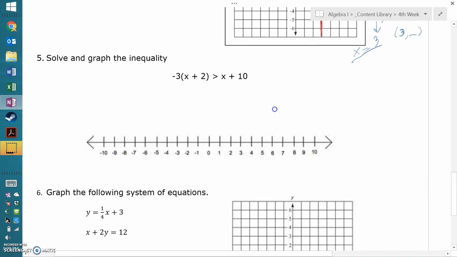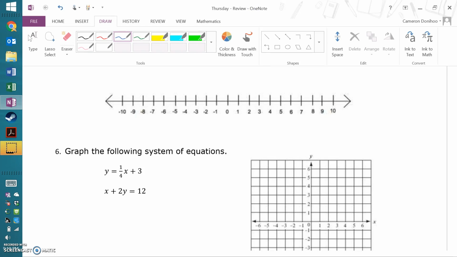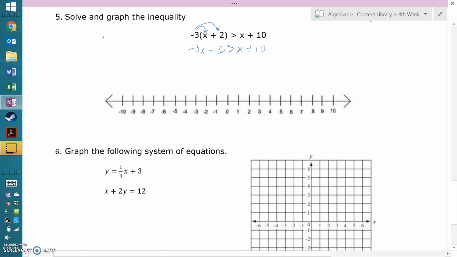Alright, so moving on to number 5. You guys probably haven't seen a number line like this in a while, maybe since last year, but I'm just going to go through the process of doing the actual solving here. So distribute. A lot of people were able to do that, but then just kind of puttered out and said, well, I don't know what to do from here.